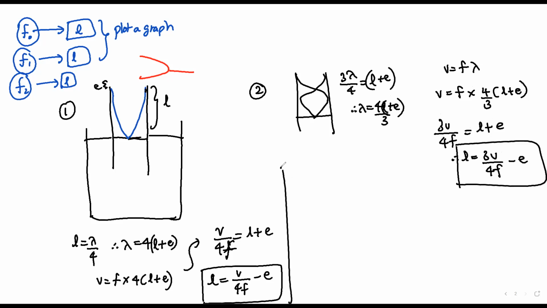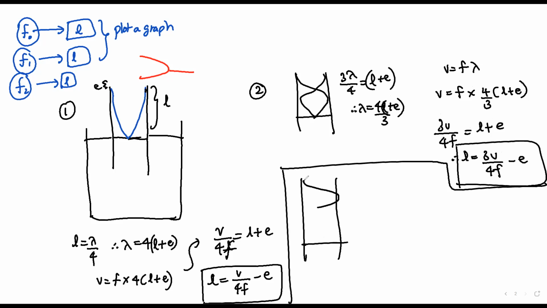Okay, now let's try to do one more. It will be something like this. Don't worry about the diagram. Here you have 5 lambda by 4, because this is lambda by 4. 1, 2, 3, 4, 5 of them are there. So 5 lambda by 4 is equal to L plus E. Lambda is equal to 4 over 5 (L plus E).